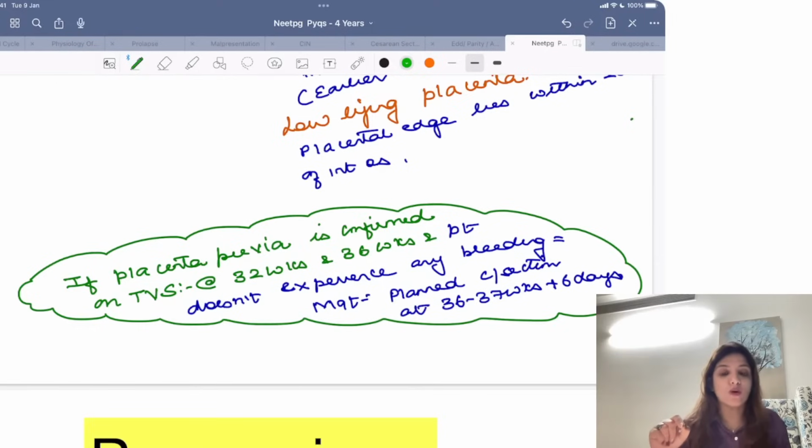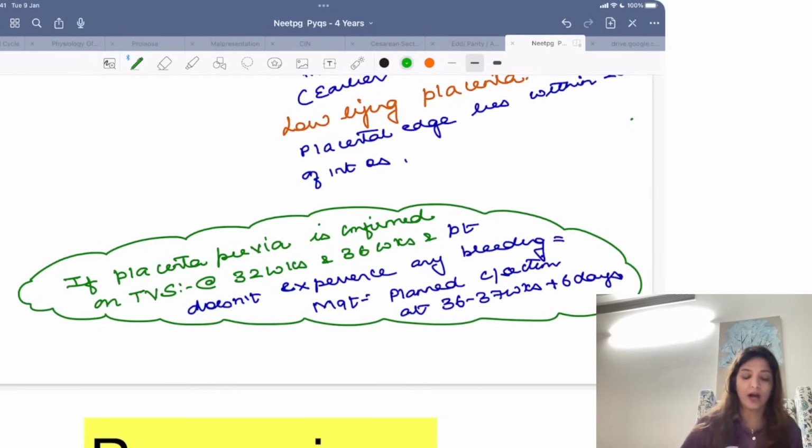The investigation of choice for placenta previa is TVS, although per vaginal examination is contraindicated. So I am going to do a TVS at 32 weeks and repeat it at 36 weeks. Now the 32-week ultrasound tells us that this is a case of placenta previa or low-lying placenta, and the 36-week ultrasound still confirms it, but the patient doesn't have any bleeding. In this situation, what are you expected to do?